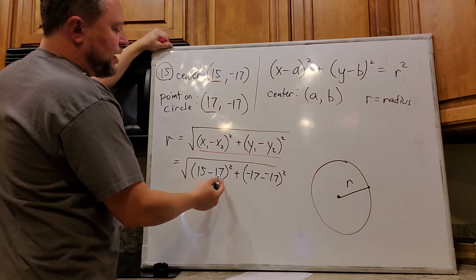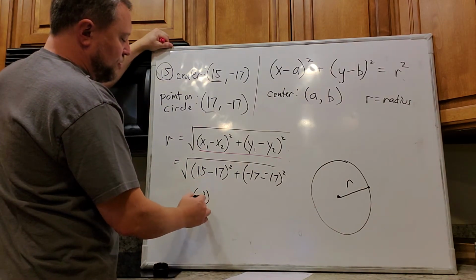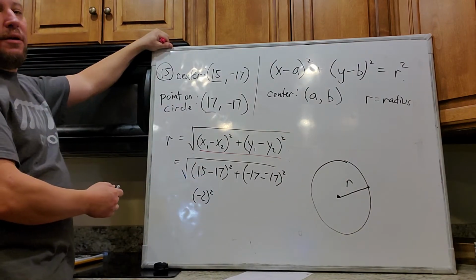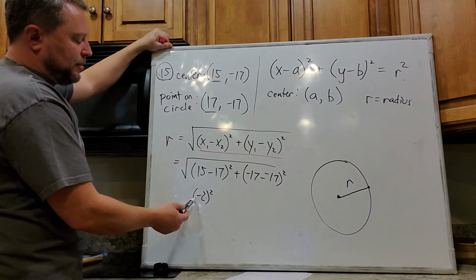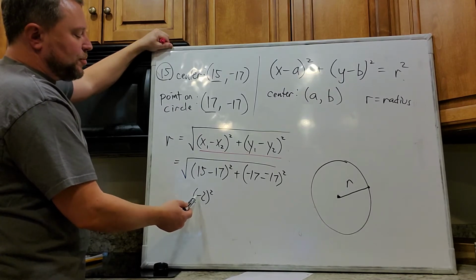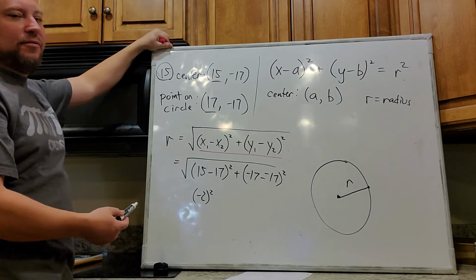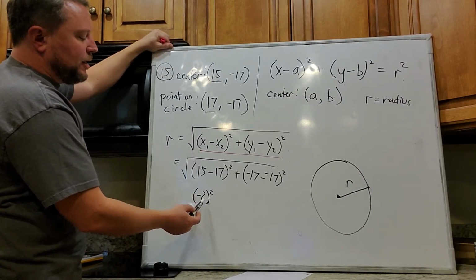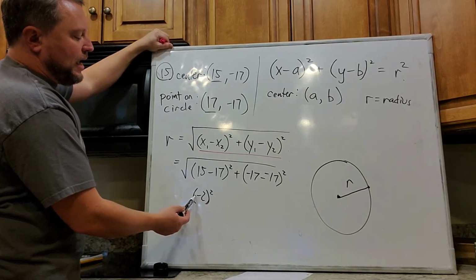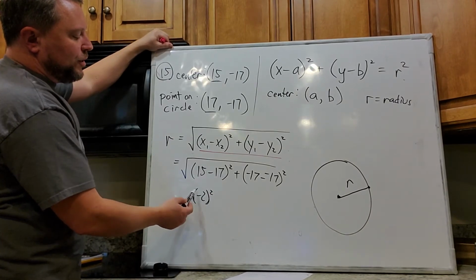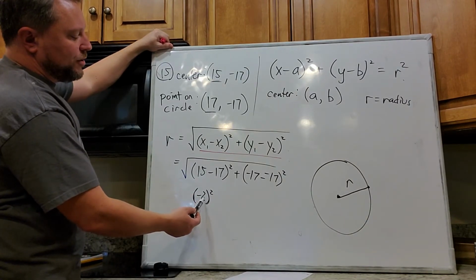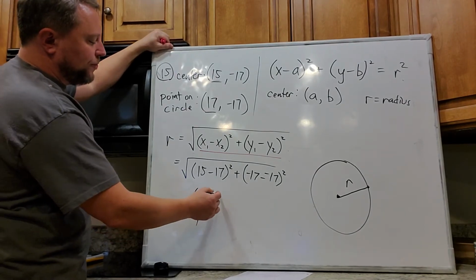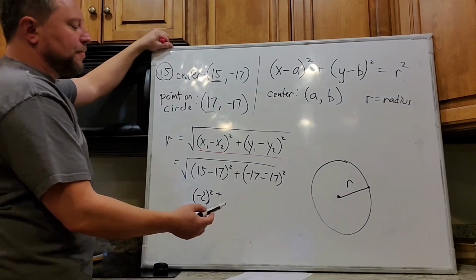All right, so 15 minus 17 is negative 2. Notice I left it in parentheses because when you square it, your calculator doesn't like it. Like if you just put a negative 2 squared, it'll say it's a negative 4. That's not true. You have to put it in parentheses so that your calculator knows to square the 2 and the negative. If you don't put it in parentheses, the calculator only squares the 2. Anyways, that comes out to 4. You don't need a calculator for that.